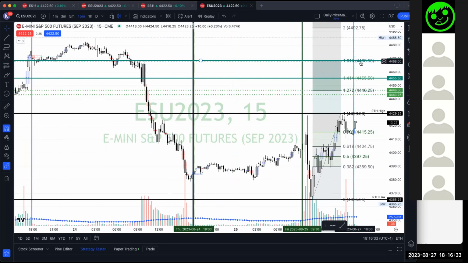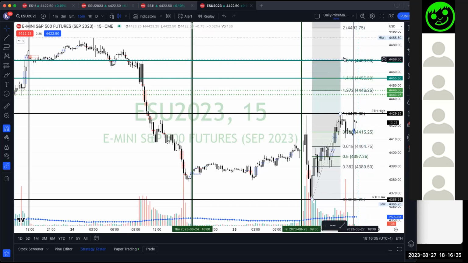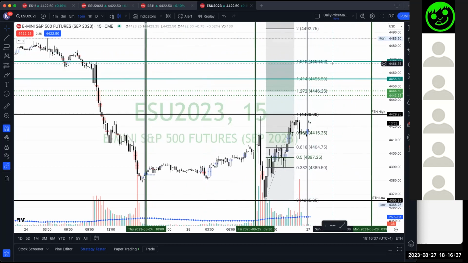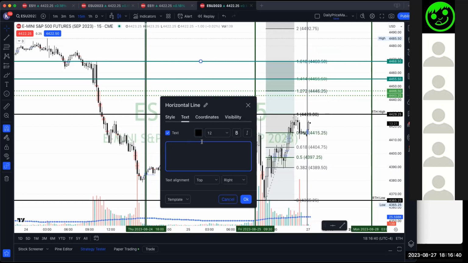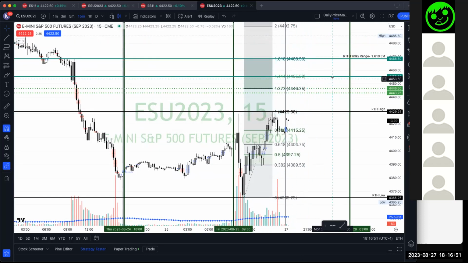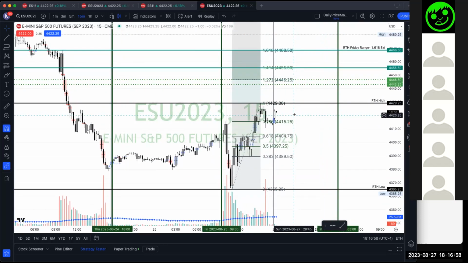So kind of interesting, 446850 is an interesting level. So I'm going to mark on this chart as Friday range 1.618 extension. And a lot of times that alone, if I'm just doing the extension on aggressive move range, then we can go up there. But what I haven't looked at is whether or not this kind of is already an exhaustion, whether this has been moving too much already.